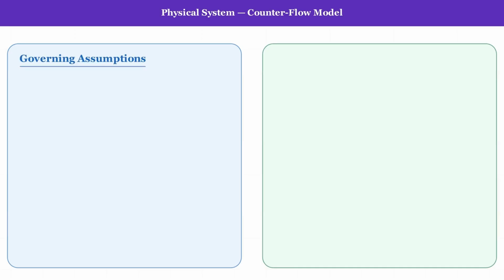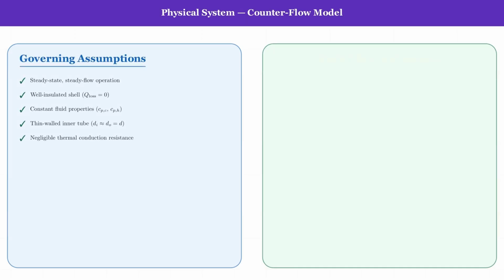Before any calculation begins, we establish the physical and mathematical model that governs this system. On the left, we define the assumptions that frame the analysis. First, steady state, steady flow operation. All temperatures, flow rates, and fluid properties are constant in time. The system has reached its settled operating condition. Second, a well-insulated shell, meaning heat loss to the surroundings is zero. All thermal energy released by the geothermal water is absorbed by the cold water. There is no leakage to the environment.